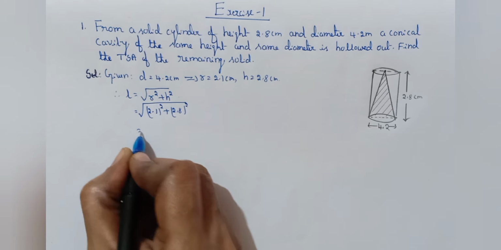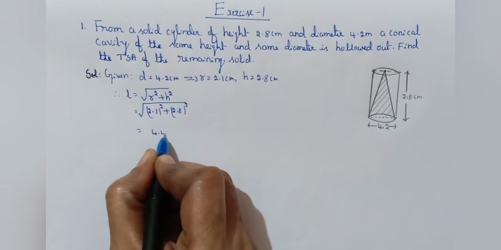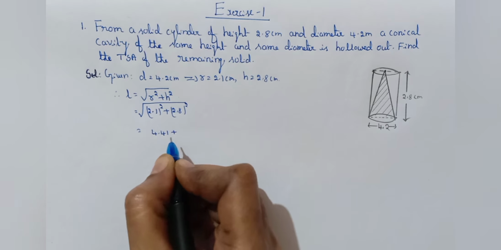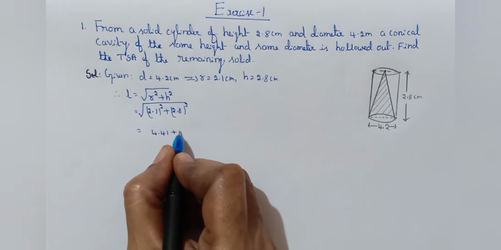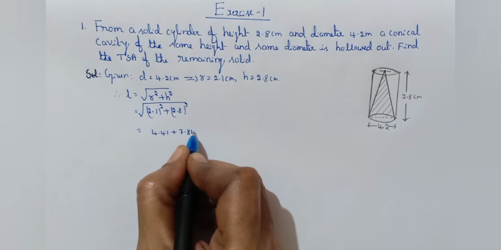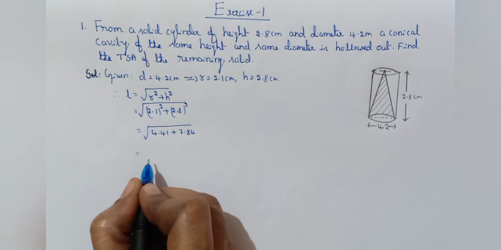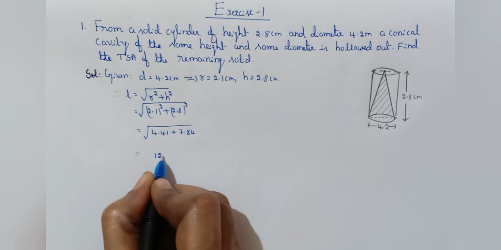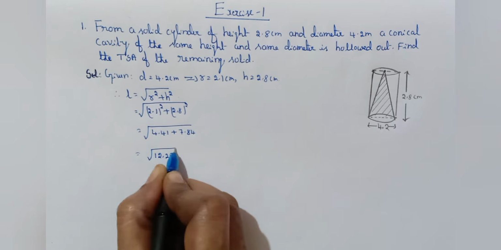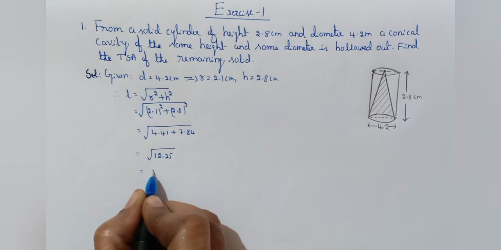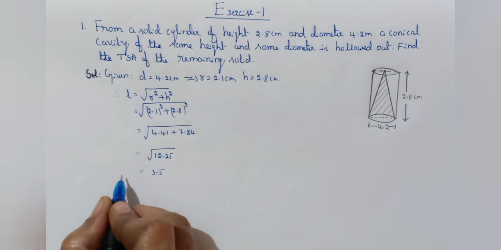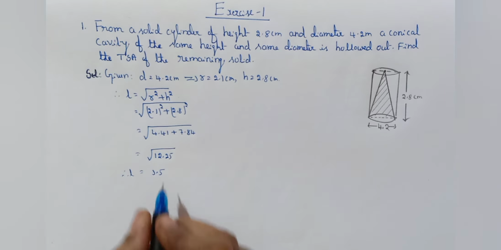2.1 whole square is 4.41 and 2.8 whole square is 7.84. So 4.41 plus 7.84 is 12.25. The square root of 12.25 is 3.5. So the slant height of the cone is 3.5 centimeter. Now you got the slant height.